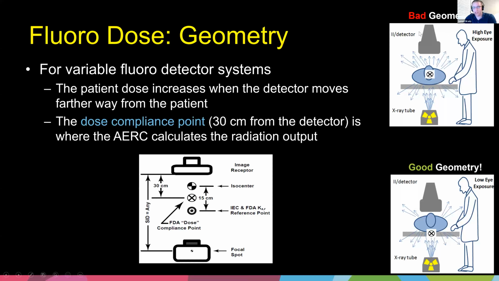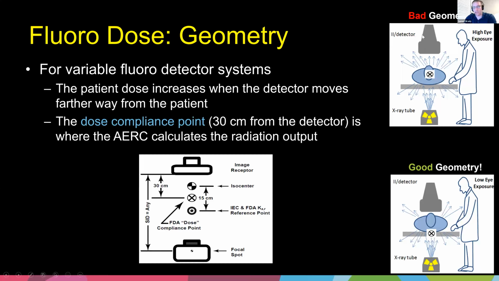Now, if you move your imaging, your II or your flat panel, away from the patient, you've moved that compliance point, that dose point, up. Now this point down here, the skin, is getting more dose because the system is trying to make the radiation output right at this point. So let's say it was a good dose here. Now the dose is supposed to be, quote unquote, good right here. Therefore, everything below it is getting higher dose.